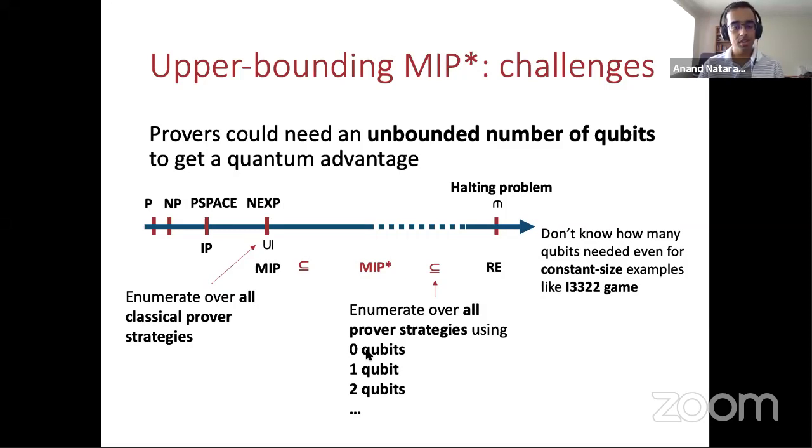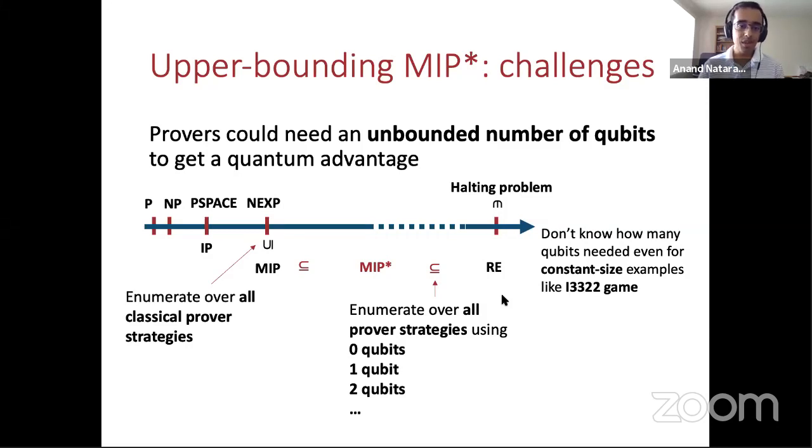Since there's no a priori bound on how many qubits or what dimension of state the provers might need, we don't really know when this enumeration might terminate. And that's why you get this upper bound of RE here. This is just like the halting problem, where similarly there's an enumeration, which is just to run a Turing machine until it halts. And again, you don't know how long that's going to take. So that's what results in the upper bound being RE.